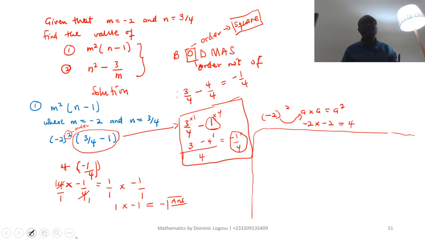Let's move on to the example, question 2. In question 2, we have n squared minus 3n. Wherever we see n, negative 2, and wherever we see n, 3 over 4. Sorry about that, my phone is distracting me. Okay, so remember, we still have order here. Remember, order is not off in BODMAS. The O is not off in BODMAS. It is order. Okay, and order means squares.